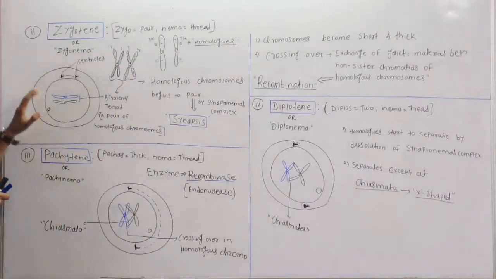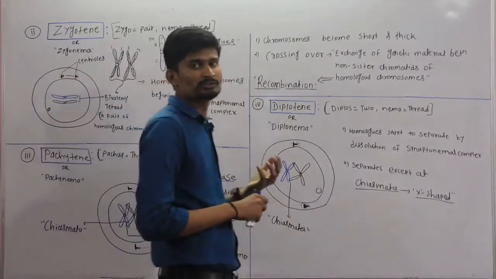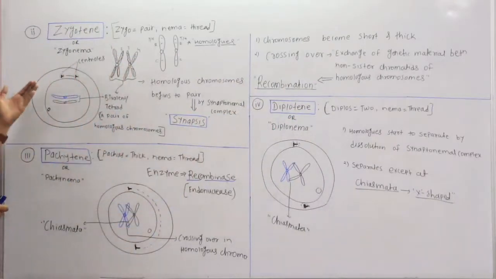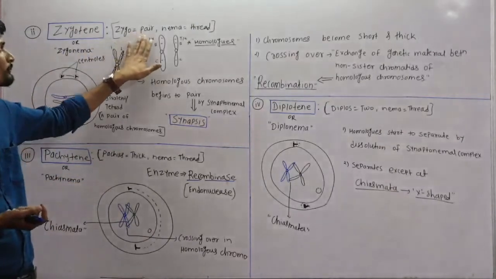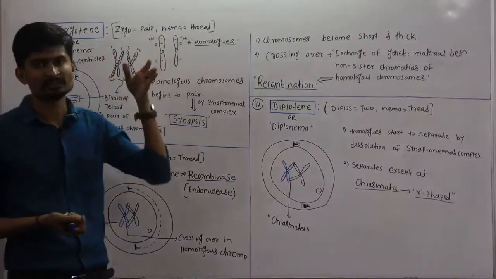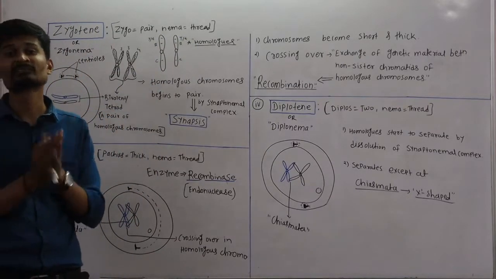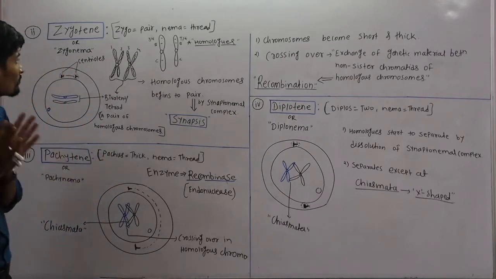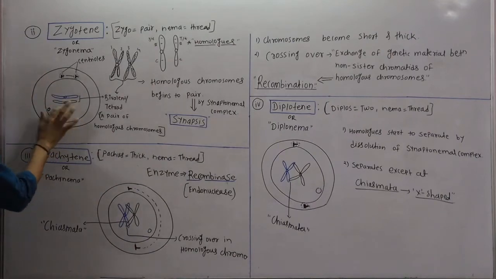Next stage of prophase I is the zygotene. We have seen the first stage, that is the leptotene. Now the second, that is zygotene, also called zygonema. Zygos means pair and nema means thread. So in this stage there is a pairing of the chromosomal threads. That is why this stage is called zygotene. So this is the pairing of the chromosomes.